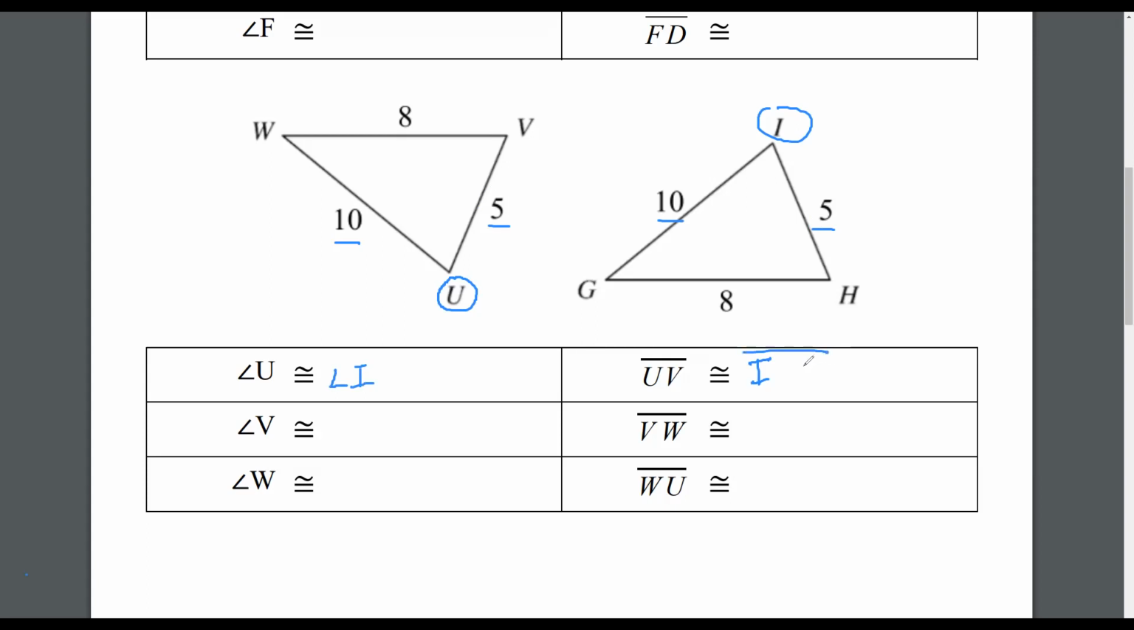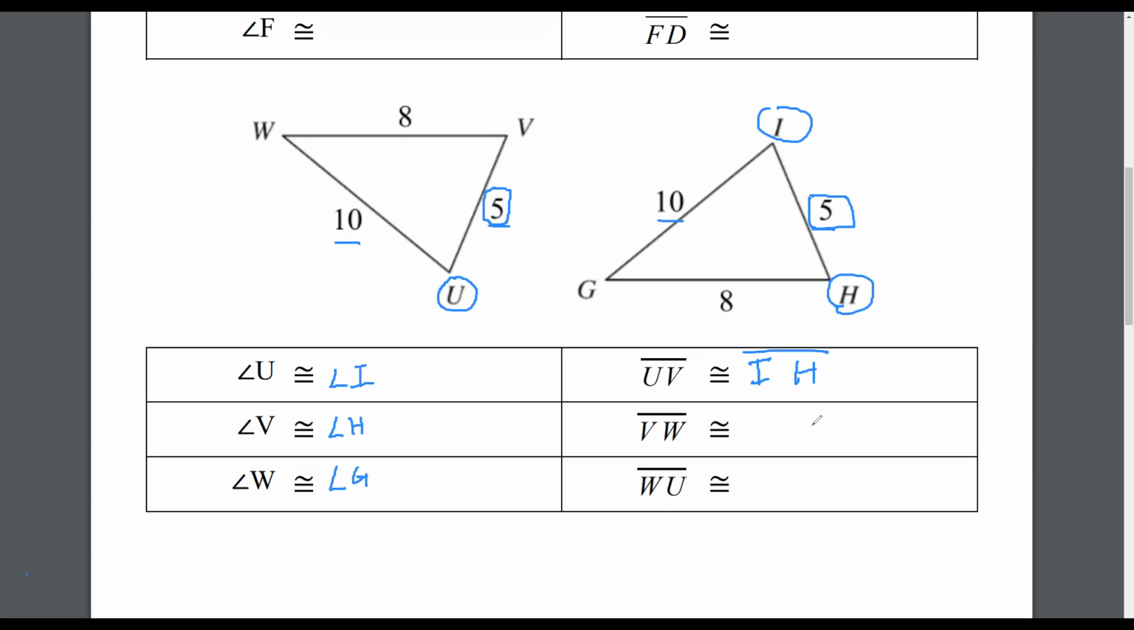Now I need to finish this with the second one. Well, remember, there's only one other option here. It's got to be the side that has a length of 5, right? And so over here, the length of 5, that leaves me with H. Over here, I have H. Good. That leaves only one option left, which is that W must correspond to G, right?